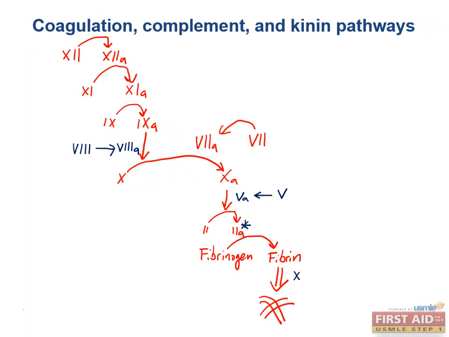Factor 13 is activated by thrombin as well, and its job is to further stabilize the fibrin mesh network. It's located down here, and we'll draw it with another straight line. So everything we've discussed so far regarding the extrinsic, intrinsic, and common pathways is related to creating a blood clot. However, once we've created a clot, how are we going to break it down?